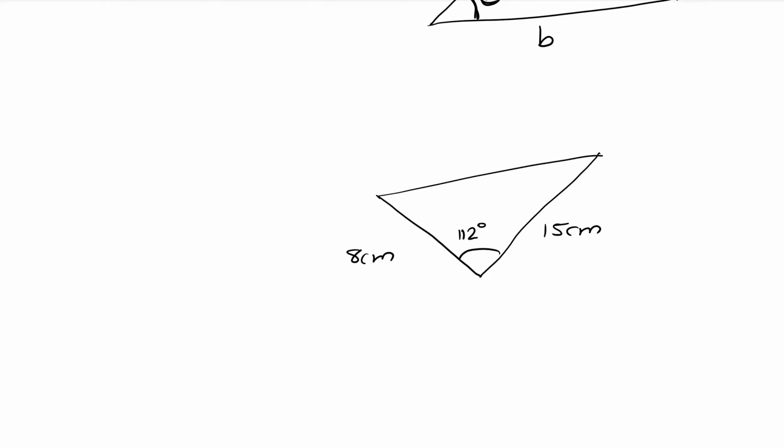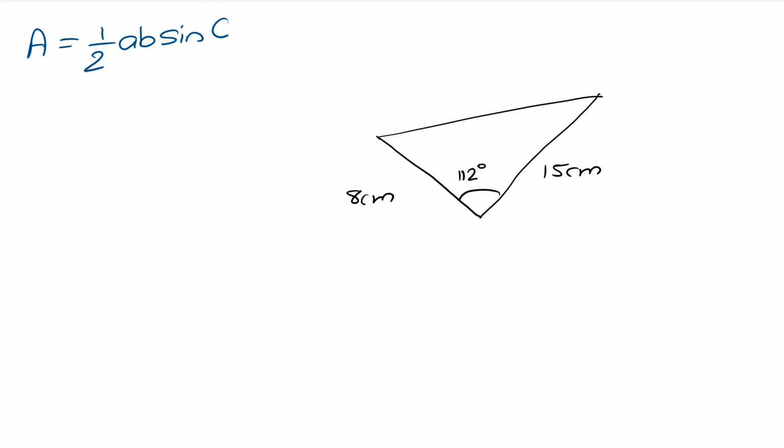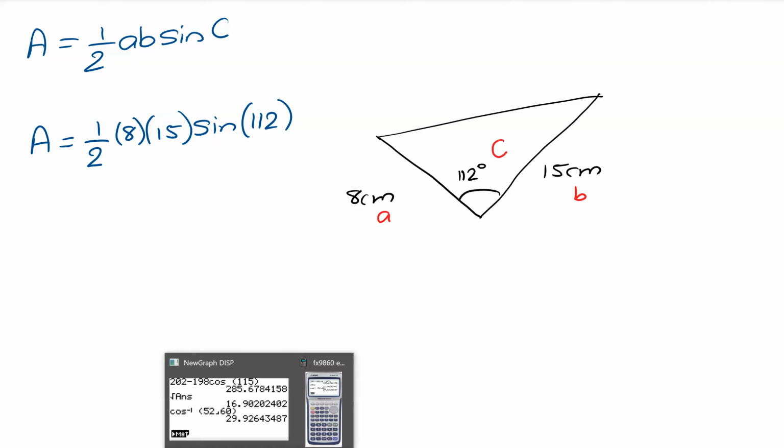Again, I'll write my formula down. So A equals half AB sine angle C. And I'll go down and label. So I can make this A, I'll make this B, and I'll make this capital C. And then I'll just go down and fill in the variables. So I've got half, I'll replace A with 8, I'll replace B with 15, sine, and replace C with 112. And I'll put this in my calculator.